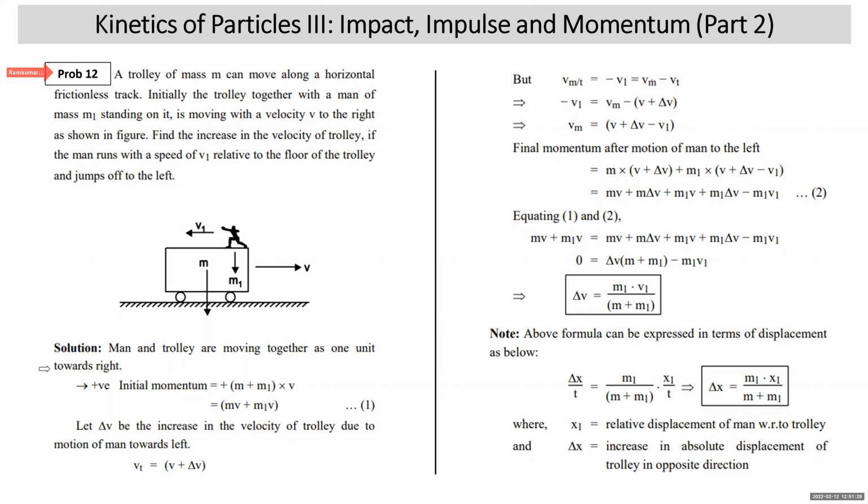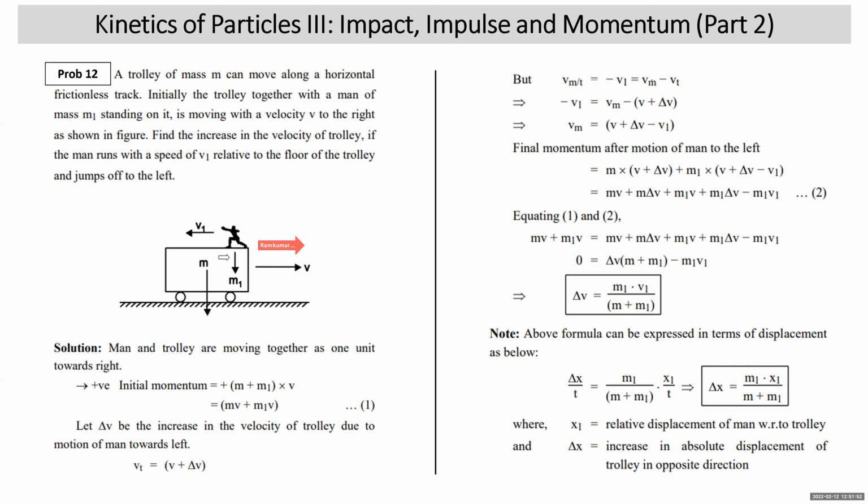Can you see that diagram which is given in the problem? This is the trolley. Trolley and man are all particles for us. Trolley is of mass m. There is a man standing on it. Its mass is m1. Trolley and man together are moving to the right with velocity v. All of a sudden, this man jumps off to the left with the velocity of v1.